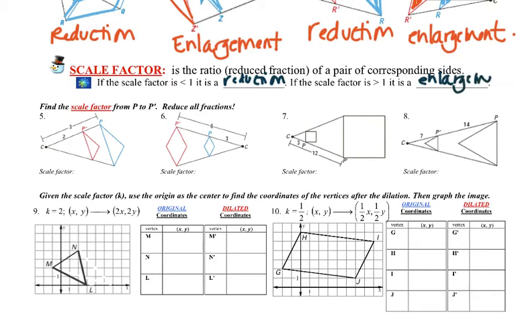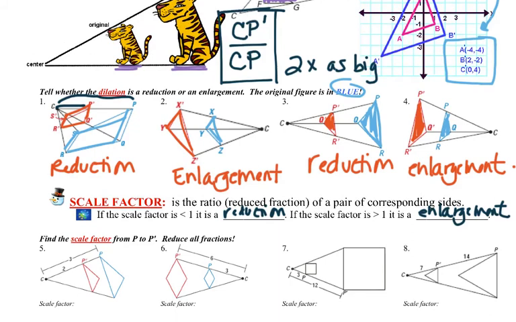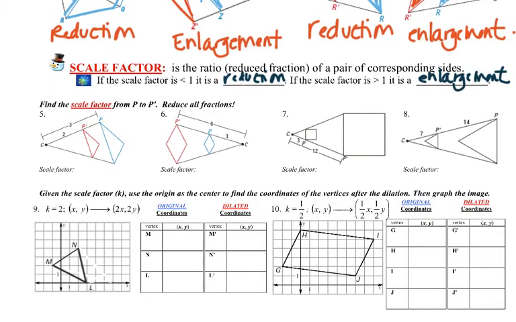And here's where we're going to use that formula that we wrote up here. CP prime over CP. So the scale factor is CP prime over CP. Or if I look at my numbers, from C to P prime there is 2, and then from C to P is 3. So 2/3. So that's saying that it's a reduction. The red triangle is 2/3 of the sides of the blue triangle.